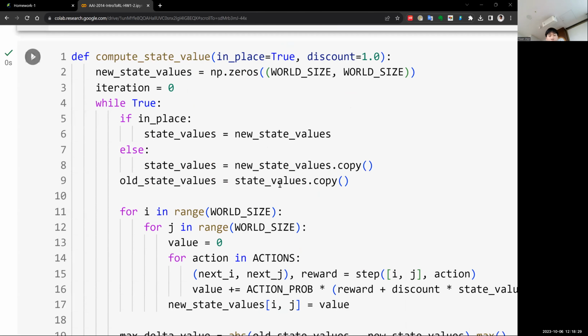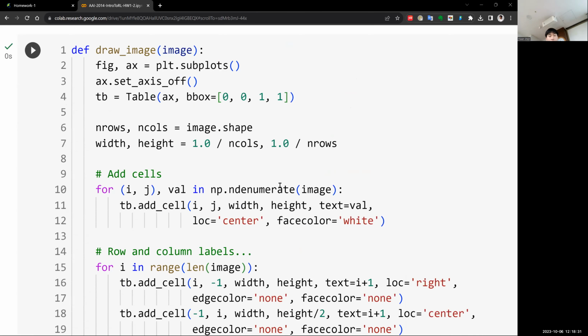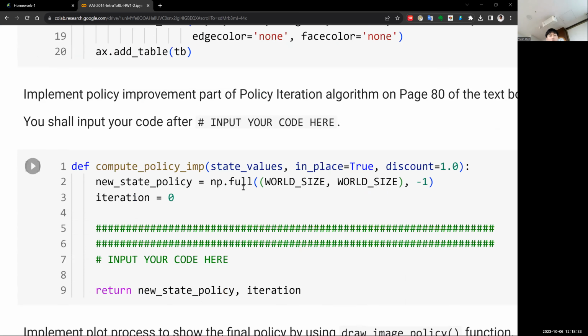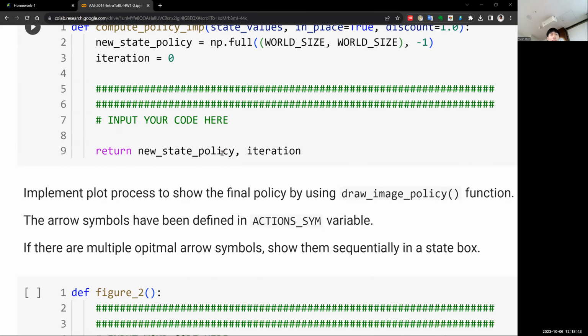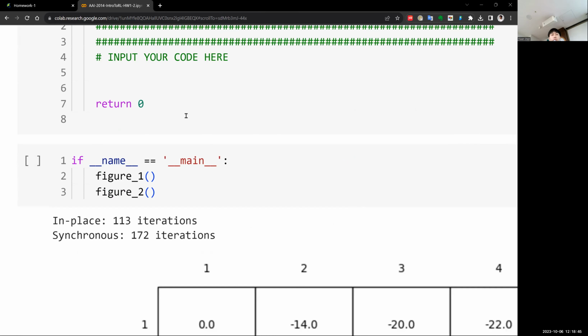The second homework gives you more freedom to implement. So you need to design the process to draw the figure. Any questions?